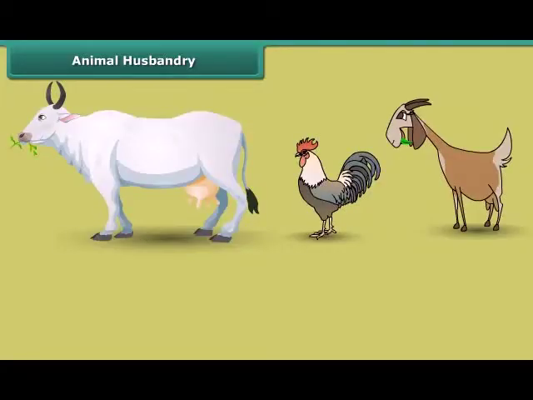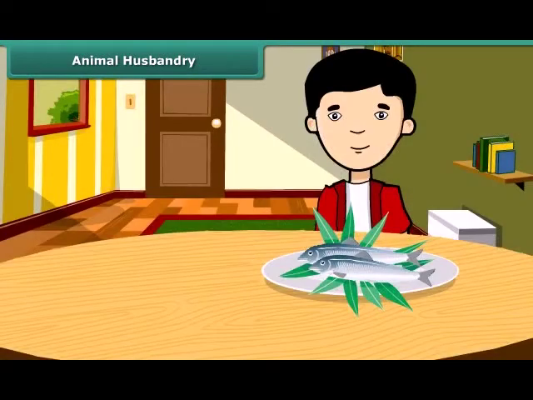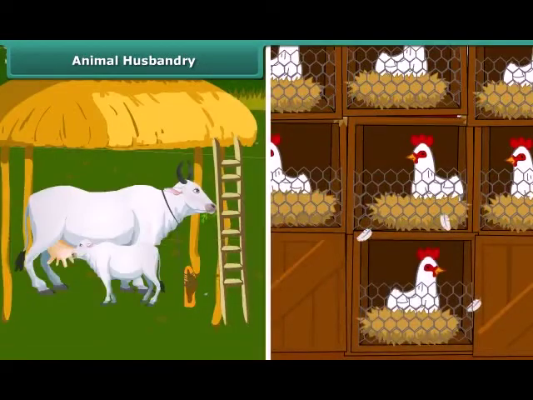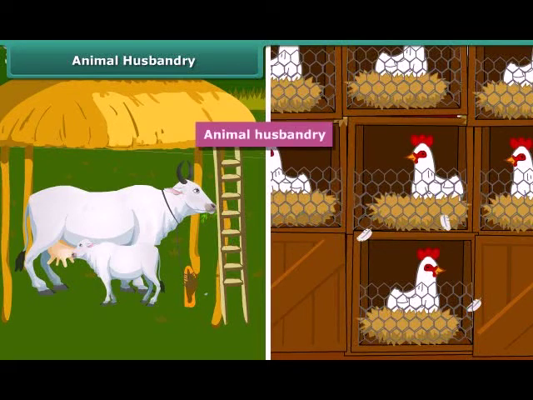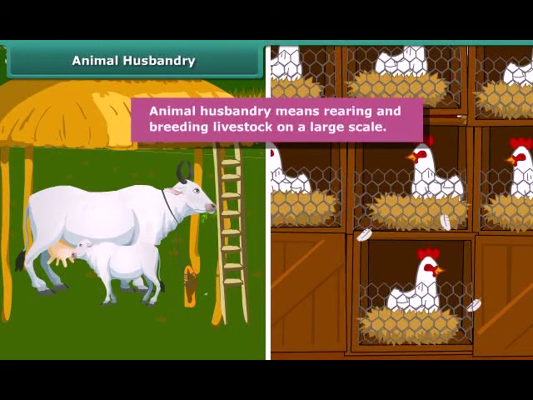Friends, do you know, like plants, animals also provide us with different kinds of food. Many people living in coastal areas consume fish as a major part of their diet. You will be surprised to know that, just like the process of crop production, animals are also reared at home or in farms. They are provided with proper food, shelter, and care so that they provide us healthy food to eat. This process is called animal husbandry. In other words, animal husbandry means rearing and breeding livestock on a large scale.